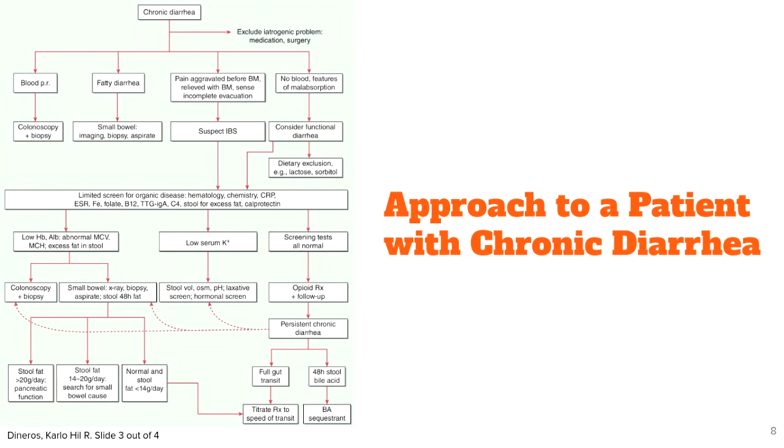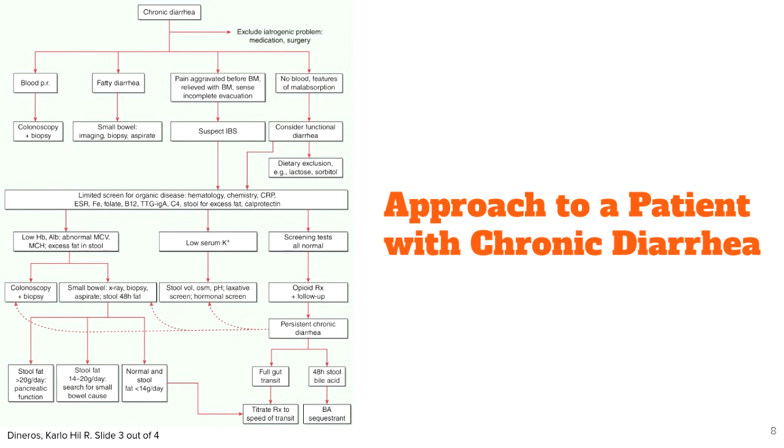So, for the patient with chronic diarrhea, when a patient presents with chronic diarrhea, you need to exclude iatrogenic problems such as medications and surgery. This includes post-vagotomy operations, bariatric surgery, cholecystectomy, and ileal resections. Then you need to observe the patient and see what they present with. If there's blood per rectum, you might want to order a colonoscopy or a biopsy to see if there are any masses or any malignancies within the patient.